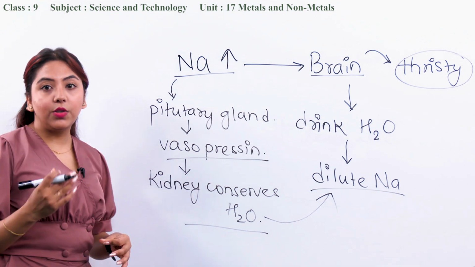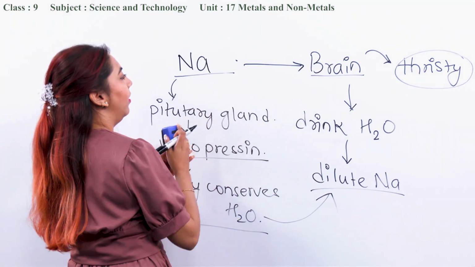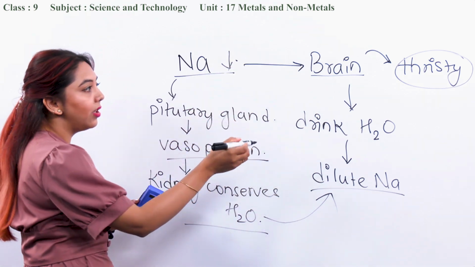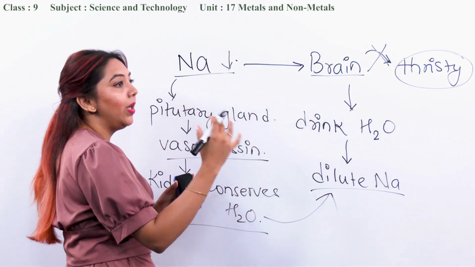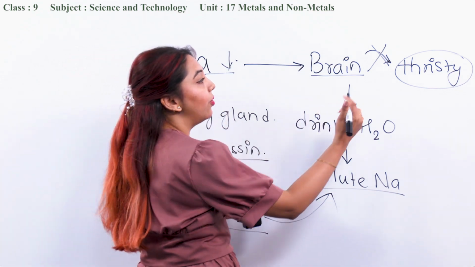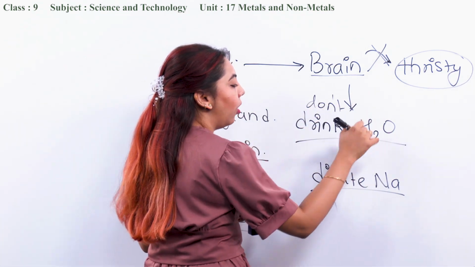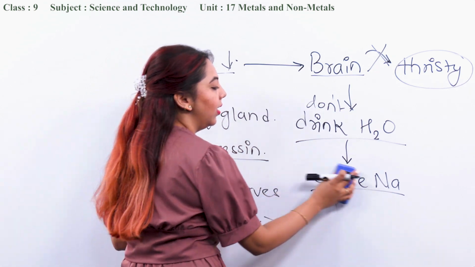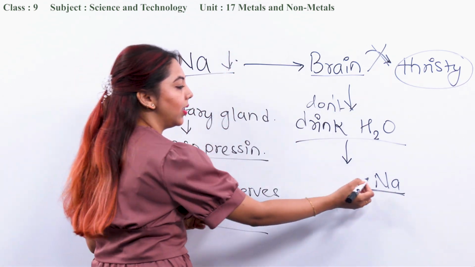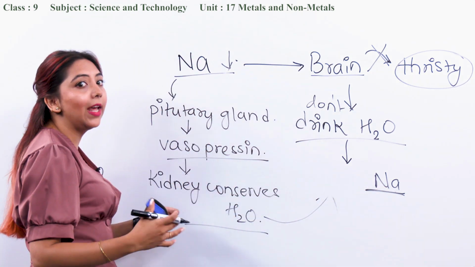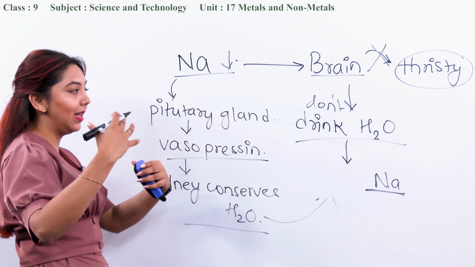Now, if the level of sodium keeps on decreasing, it again triggers the brain, so that it will tell the brain not to make the person feel thirsty anymore. So you do not want to drink more water. So it will conserve the level of sodium in the body, because we do not have additional amount of water inside our body.